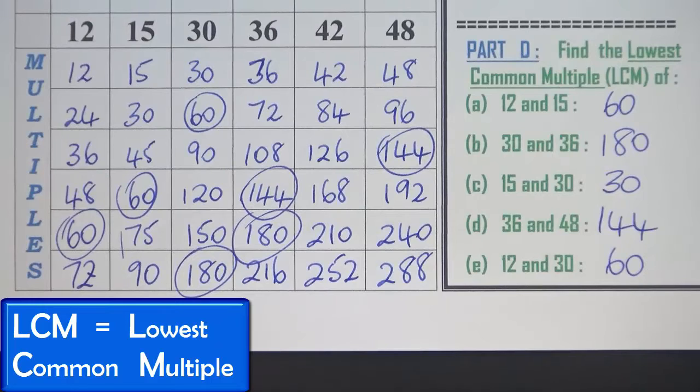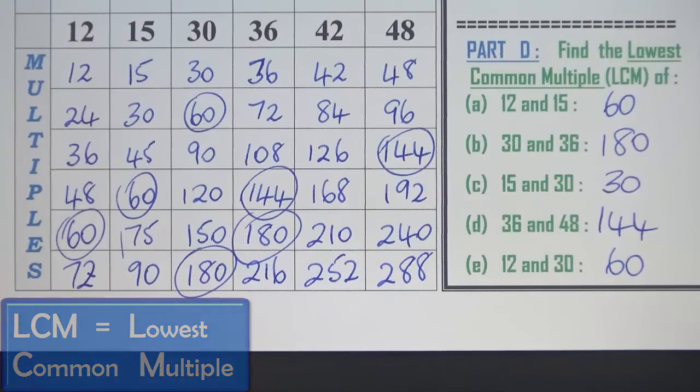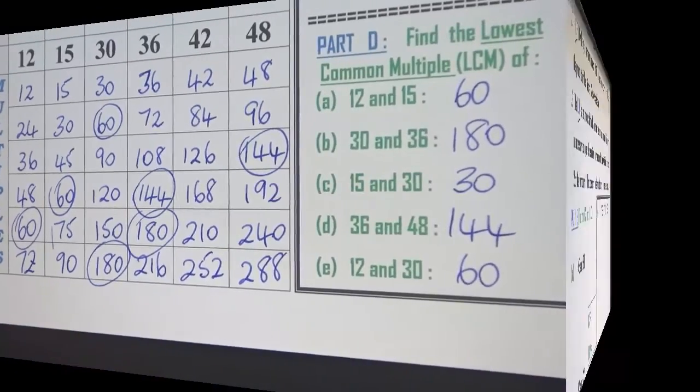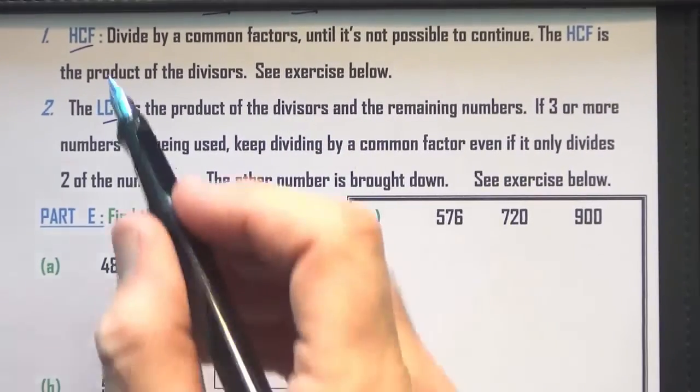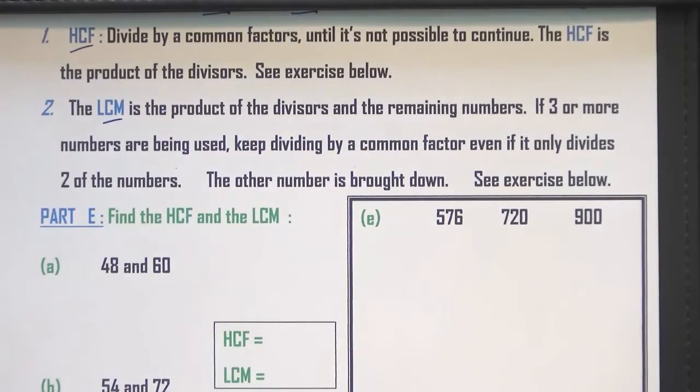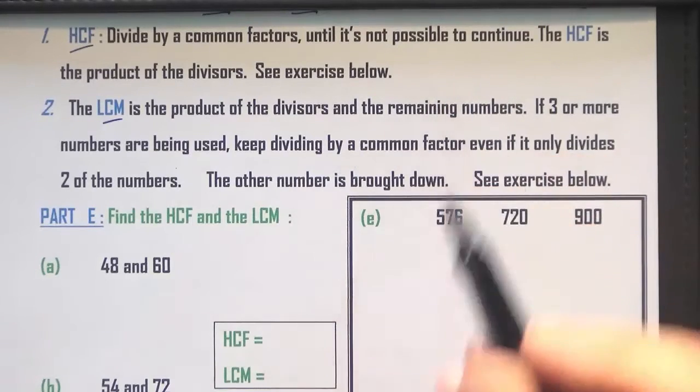I hope by using these tables you understand the idea of the HCF and the LCM. And on page 2, I'm going to show you the algorithm that's used to find the HCF and the LCM. Firstly, the HCF. We divide by a common factor until it's not possible to divide any more.